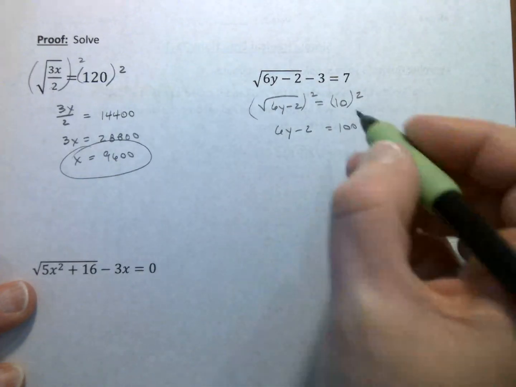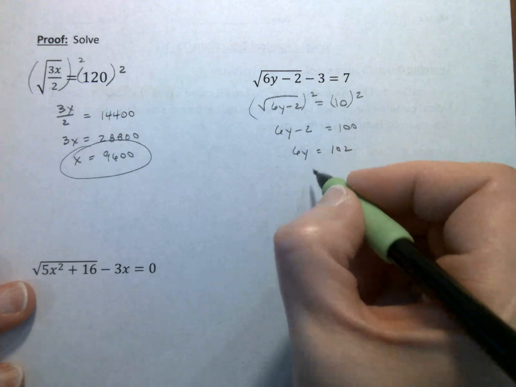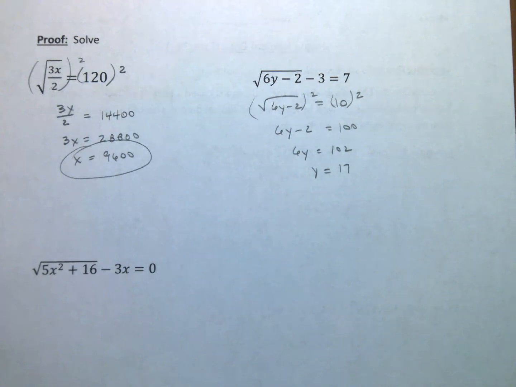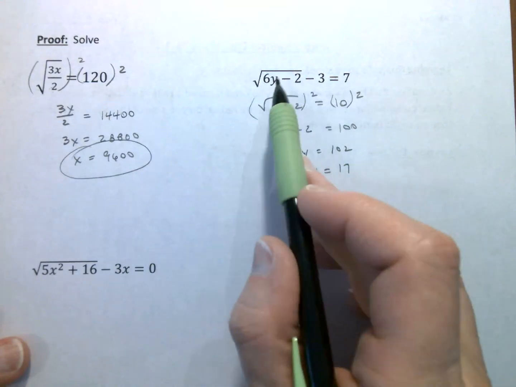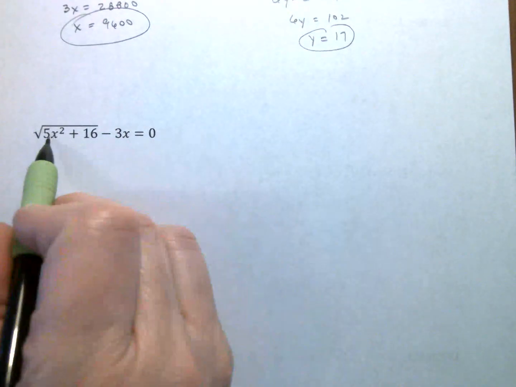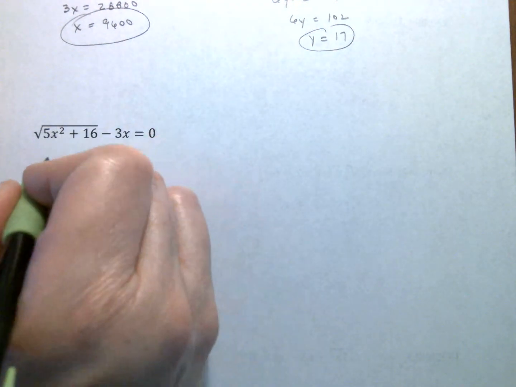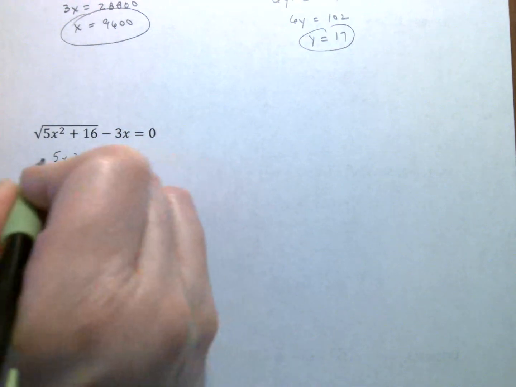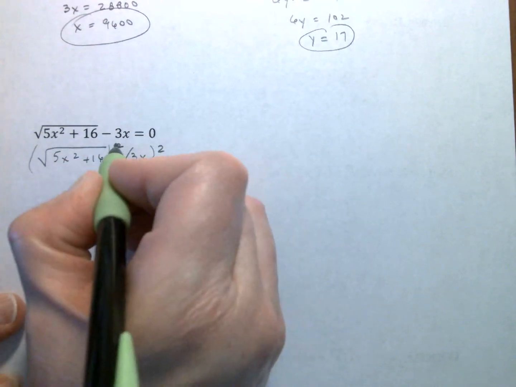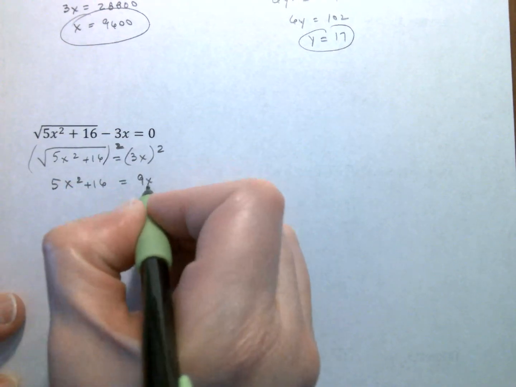I'm then going to go ahead and just solve for y. So I have 6y is equal to 102. And y ends up being equal to 17. Okay, again, it has to be positive because there's no exponent here, so this would have to be positive. My last example, I have square root of 5x squared plus 16 minus 3x equals 0. I'm going to make sure I have my radical by itself on one side first, and then I'm going to square both sides. Make sure you're squaring this whole thing here. So I get 5x squared plus 16 is equal to 9x squared.